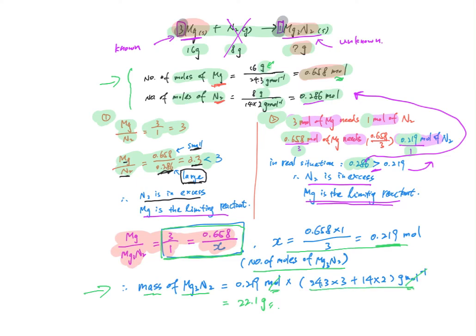Molar mass is always given, because you can simply find it from the periodic table. You just add up all the relative atomic masses, and then you can find the formula unit mass, or the relative molecular mass of any molecule. And then you find out the mass.